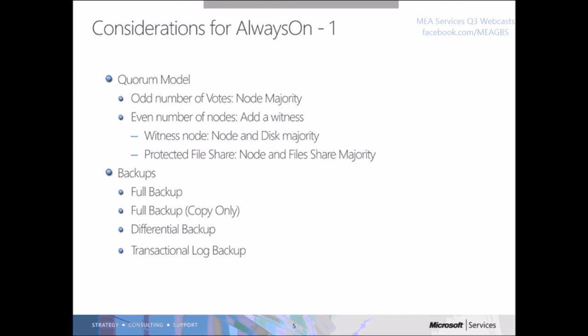Node and disk majority is the default model when the number of nodes participating is even, and likewise node majority is the default when the number of nodes participating is odd. As I mentioned, node and file share majority uses a file share resource, which most likely is going to be located outside of the cluster to serve an additional vote when determining quorum in a cluster. This is typically used in what we call geo clusters. So the quorum models have to be taken into consideration while setting up AlwaysOn to ensure proper configuration of the quorum is done at the operating system level.